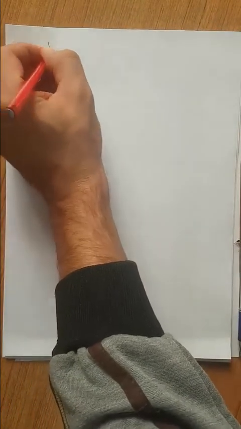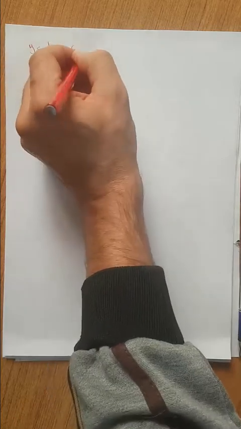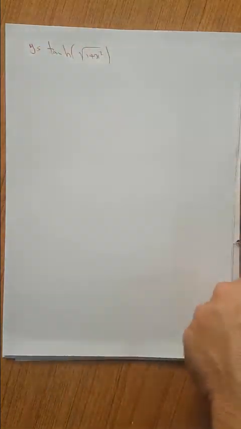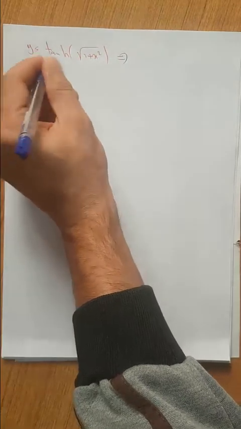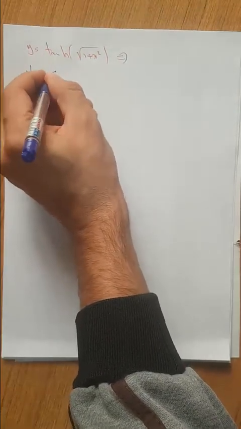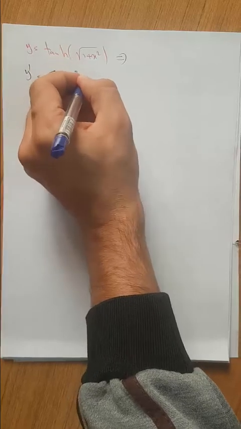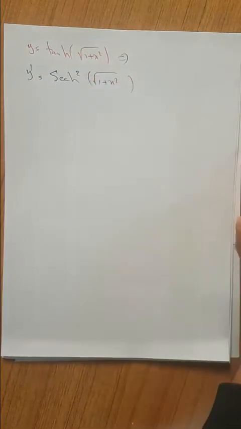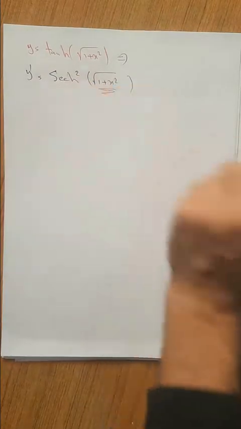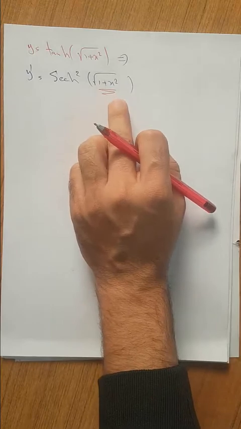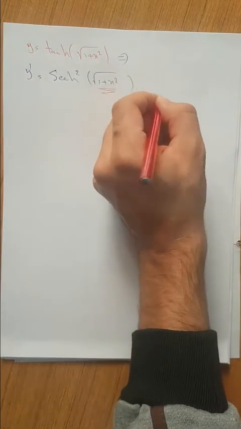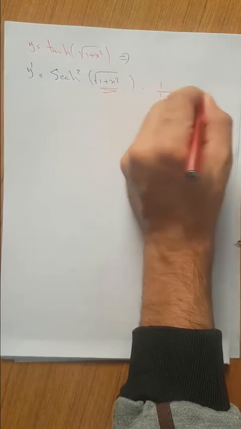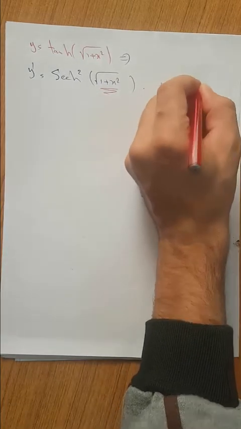How about an example on it? For example, you have y is equal to tanh of the square root of 1 plus x square. So find the y prime. Y prime is equal to secant hyperbolic square of the angle. Now, because I have parentheses, I'm not forgetting how to find the derivative of the inside. So it is equal to what? 1 over 2 times 2x.